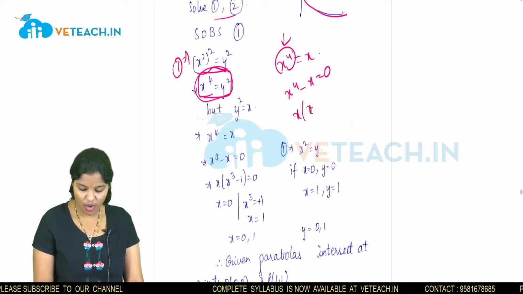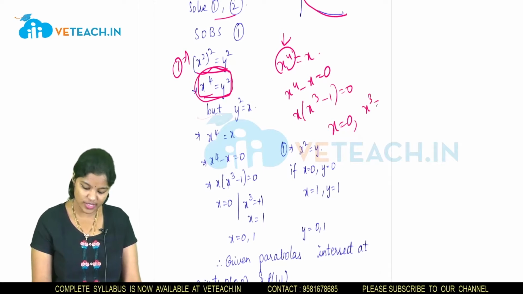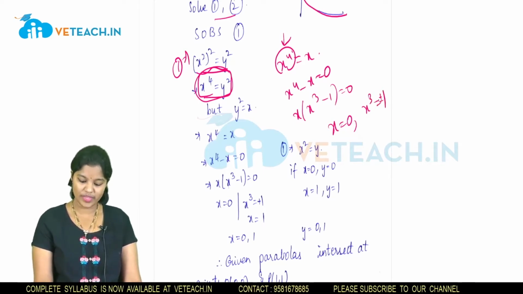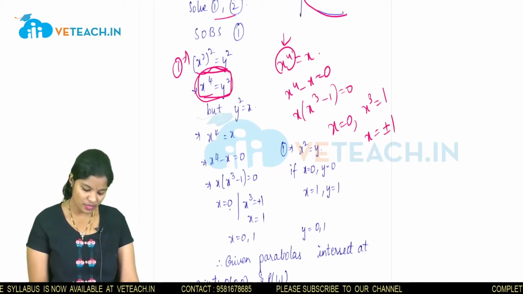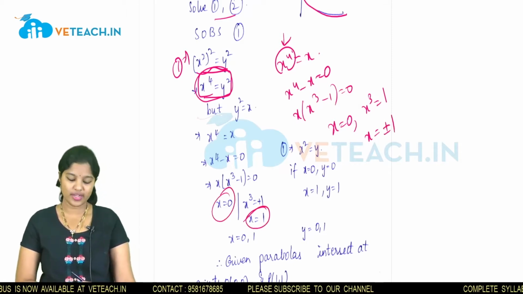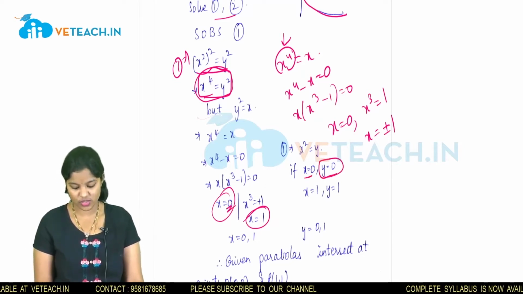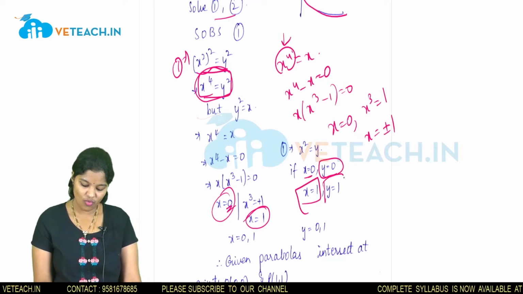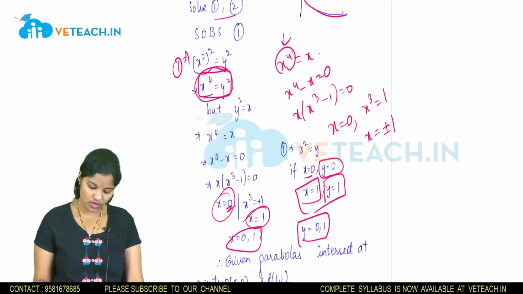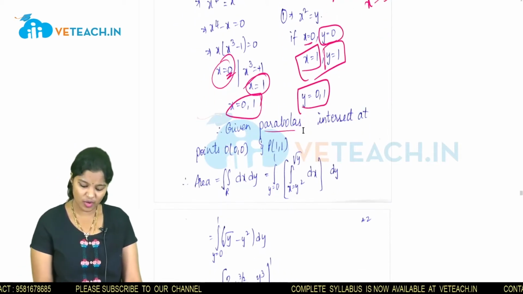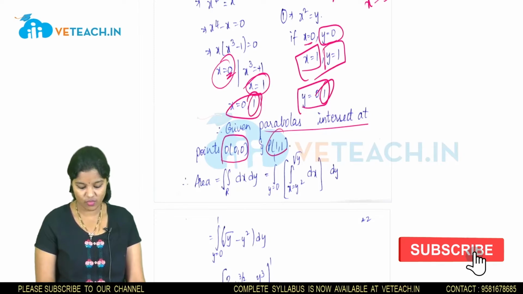Take x as common. x into (x cube minus 1) equals 0. So x equals 0 or x cube equals 1, that means x equals 1. That means x equals 0 and x equals 1. Take the positive value. If x equals 0, what do we get from the first equation? y is also equal to 0. If x equals 1, y is also equal to 1. That means y values are 0, 1 and x values are 0, 1. Here the parabolas intersect at 0, 0, that is the origin, and at the point we solved here, 1, 1.